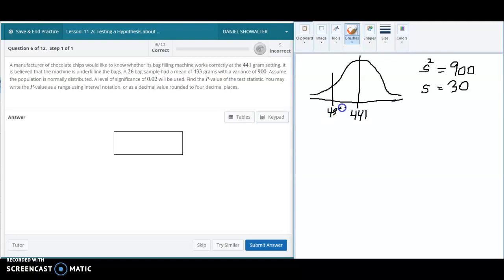Wow, that was a horrible 3. My apologies. We're looking at that 433 here. Now we don't know quite how far it is yet. We could use that standard deviation, this divided by square root of n, if we wanted to draw it better, but for now let's just leave it like this.